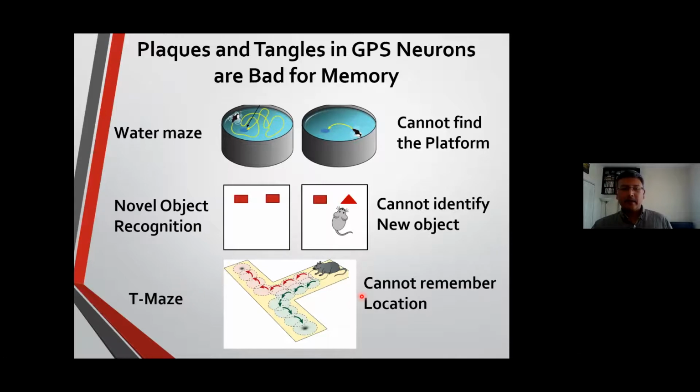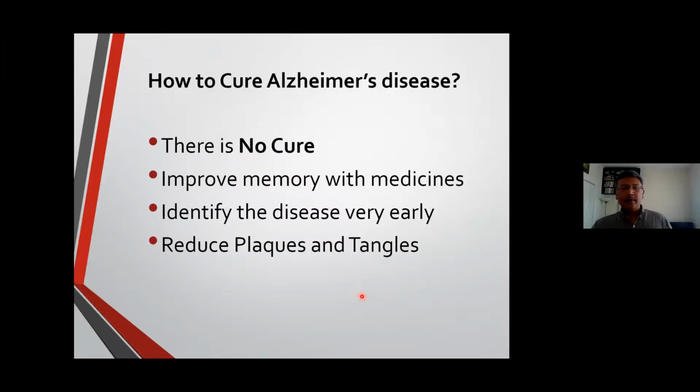impacted. And like Ellie pointed out, in dementia, there is no cure. So the only ways people are trying now is to improve memory with medicines. And the other research that is ongoing is trying to identify disease very early on and trying to reduce plaques and tangles in the brain.